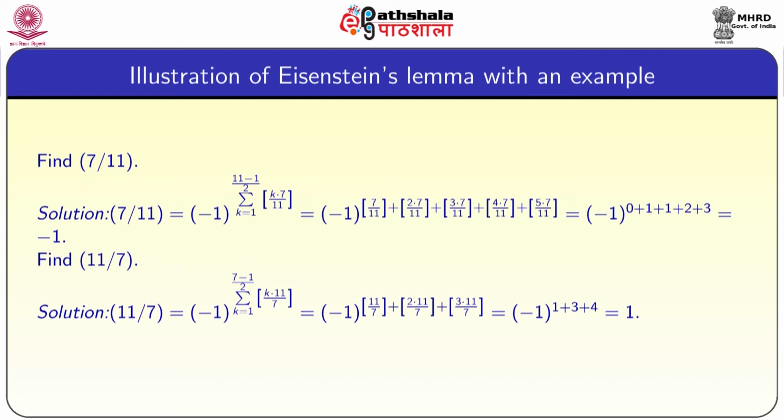It is easy to see that 7 and 11 both are congruent to 3 mod 4. So, that is why if one is a quadratic residue, the other is not a quadratic residue. These things we will establish in the near future, but here just try to remember that one of the values is −1 and the other is +1.